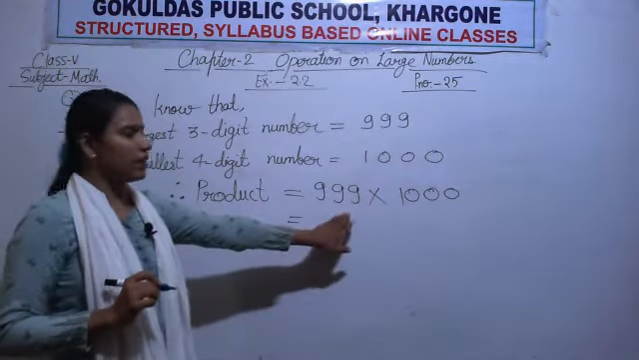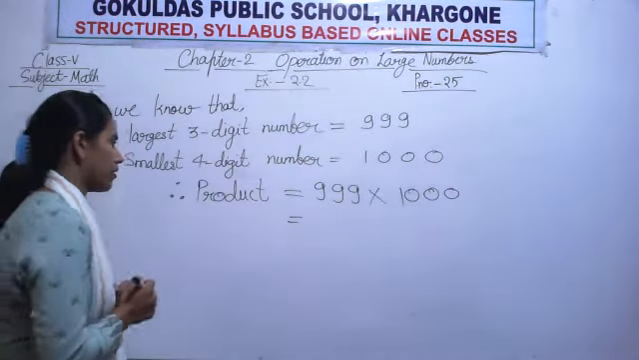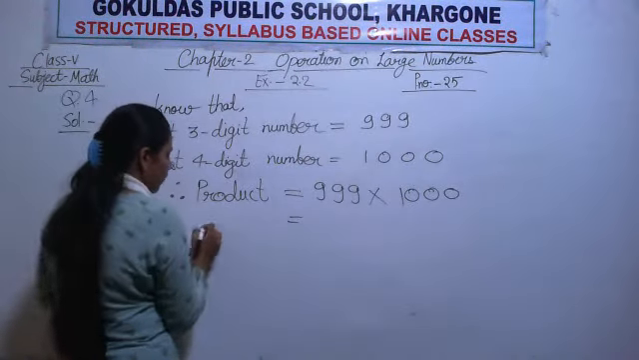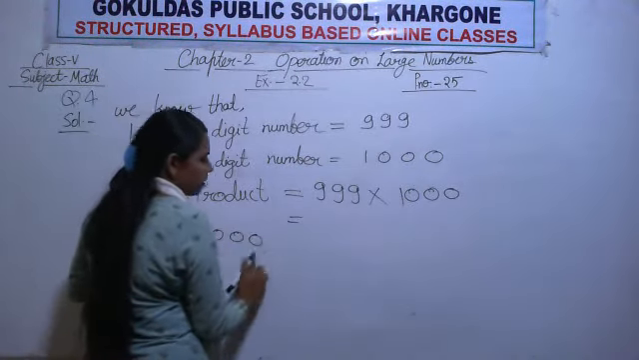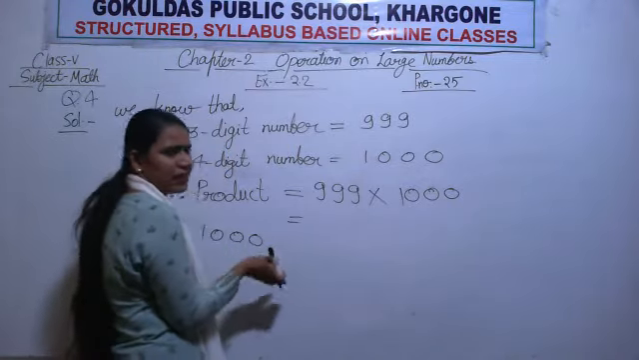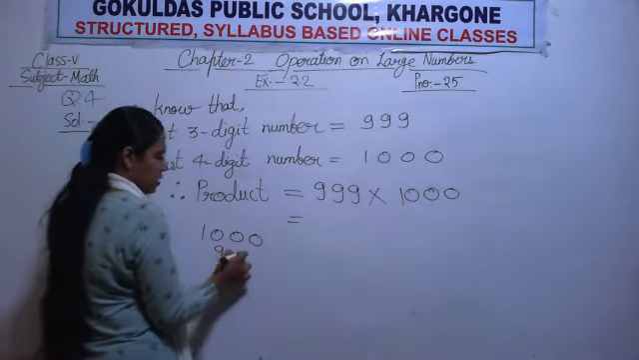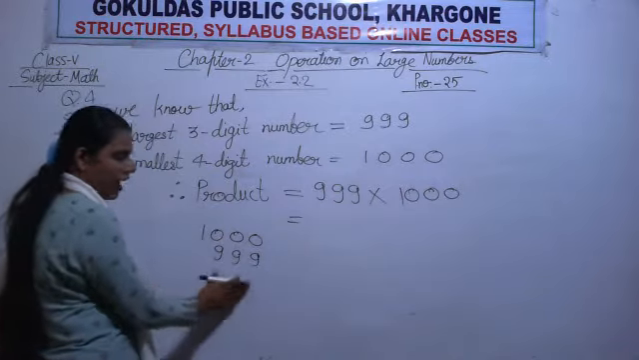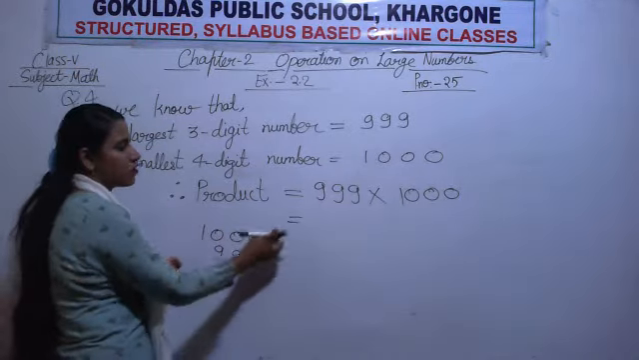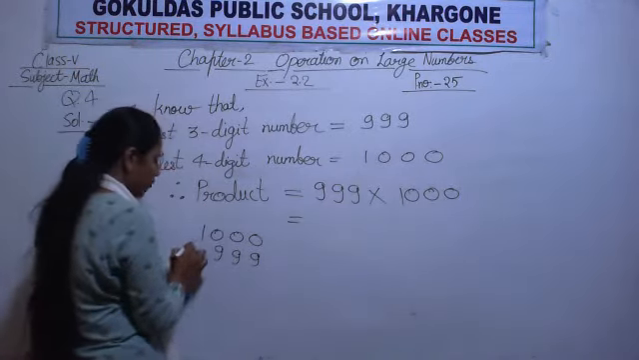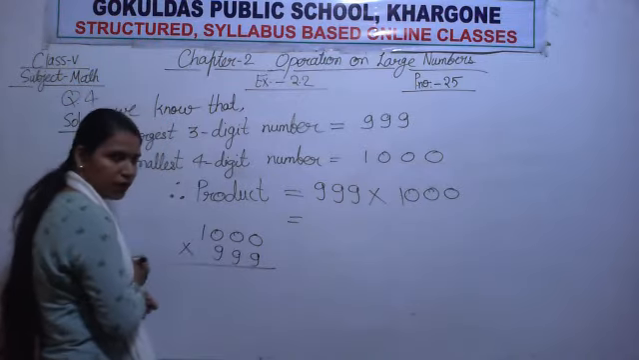Okay, so you have to multiply this number. Arrange both the numbers column-wise: 1000 has more digits, so I am writing it first, and then 999. I have arranged both the numbers column-wise. To find the product, you will multiply both the numbers.